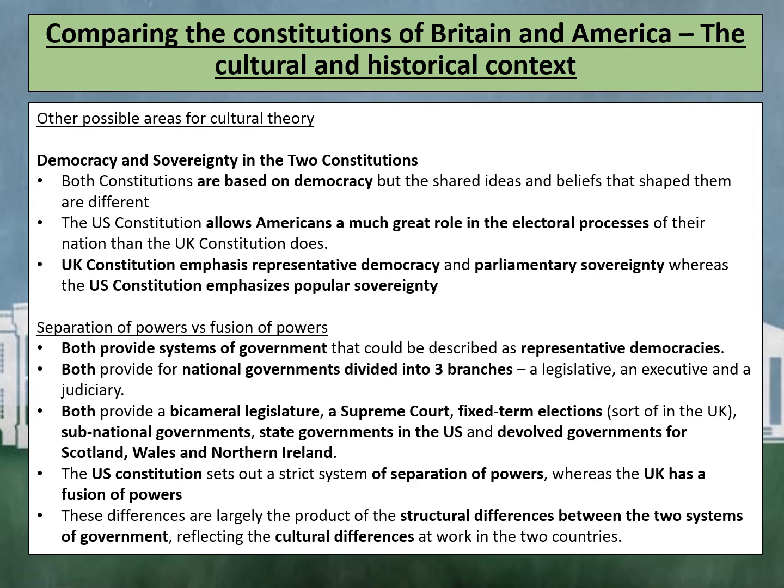There is also the separation of powers versus fusion of powers. Both provide systems of government that could be described as representative democracies. Both provide for national governments divided into three branches: a legislative, an executive, and a judiciary. Both provide a bicameral legislative, a Supreme Court, fixed-term elections, subnational governments, state governments in the US, and devolved governments for Scotland, Wales, and Northern Ireland. The US Constitution sets out a strict system of separation of powers, where the UK has a fusion of powers. These differences are largely the product of structural differences between the two systems of government that reflect the cultural differences at work in the two countries.